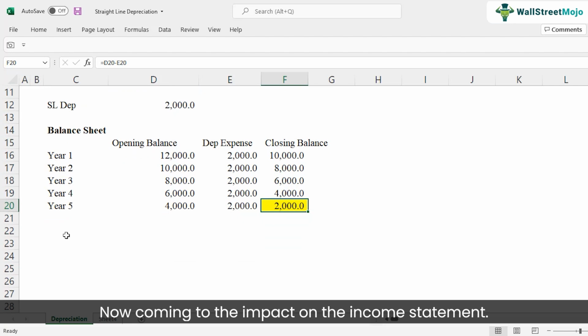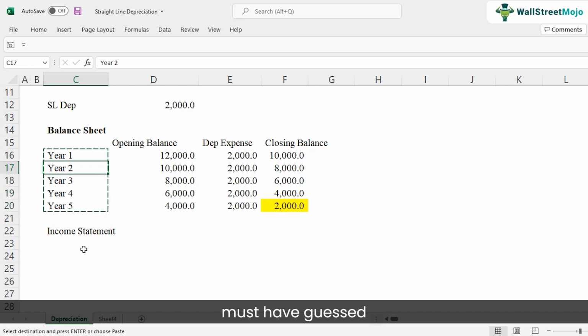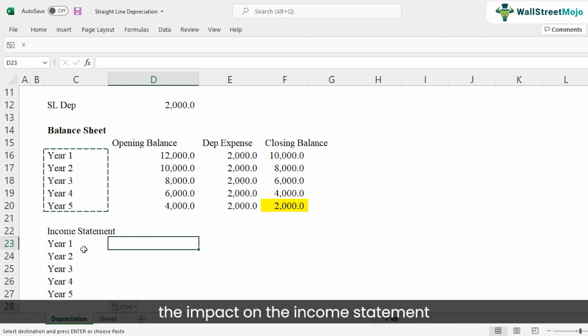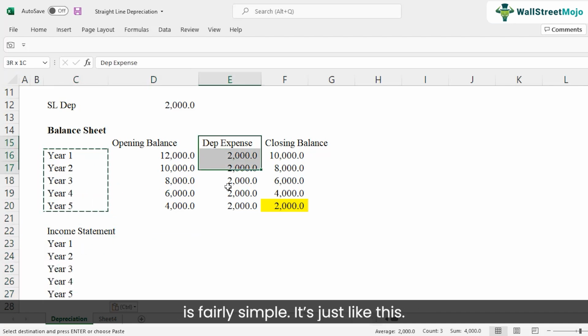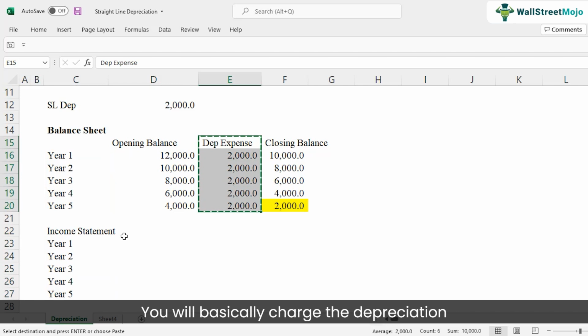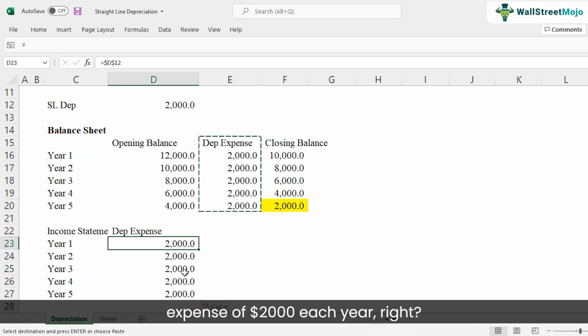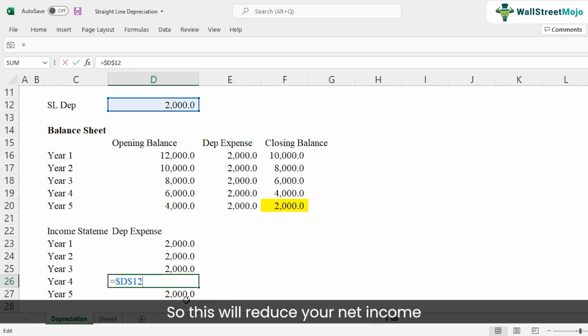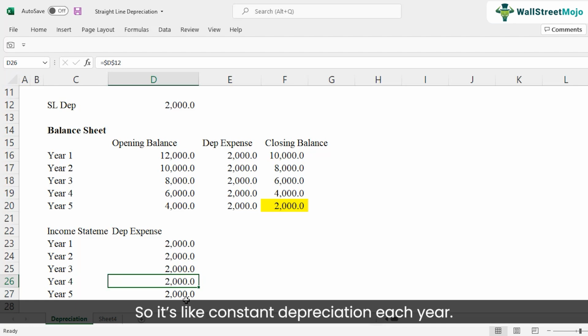Now, coming to the impact on the income statement. Obviously, you must have guessed the impact on the income statement is fairly simple. You will charge the depreciation expense of $2,000 each year. So, this will reduce your net income by $2,000 every year. It's like constant depreciation each year.